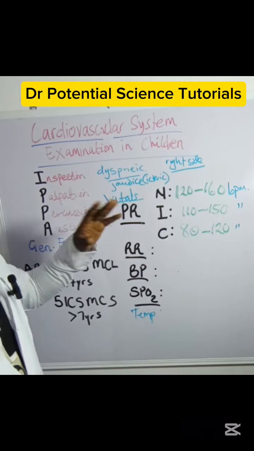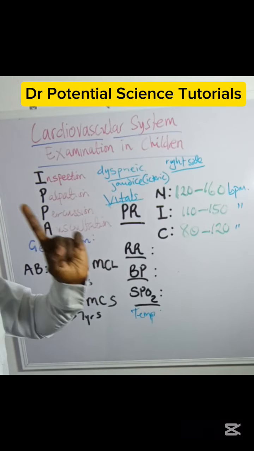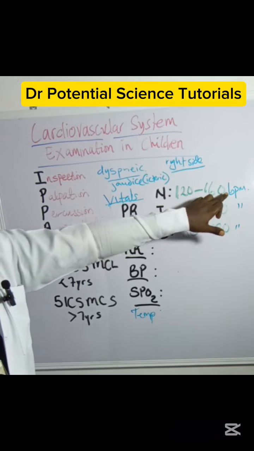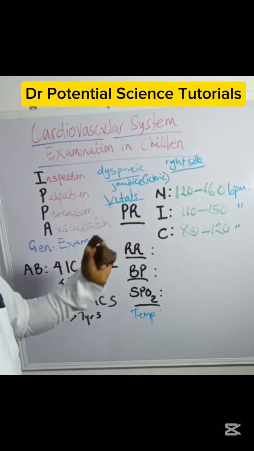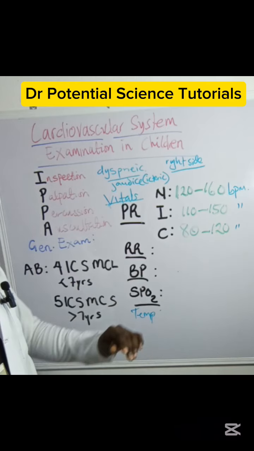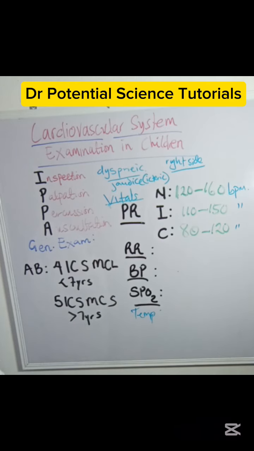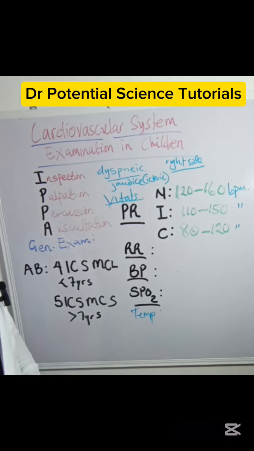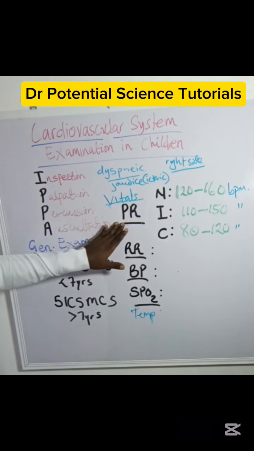In infants, those are children in their first year of life, between 110 to 150 beats per minute. In older children, 80 to 120 beats per minute is fine. Then by the time you get to adults, of course, 60 to 100 in adults. But here we're talking about pediatrics. So that is for the pulse rate.